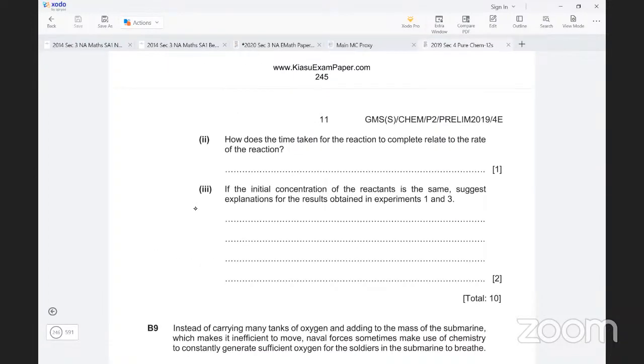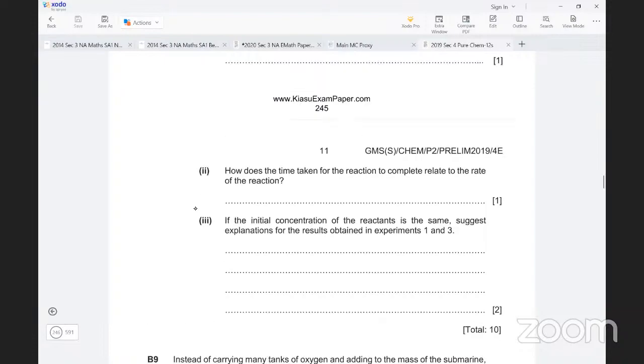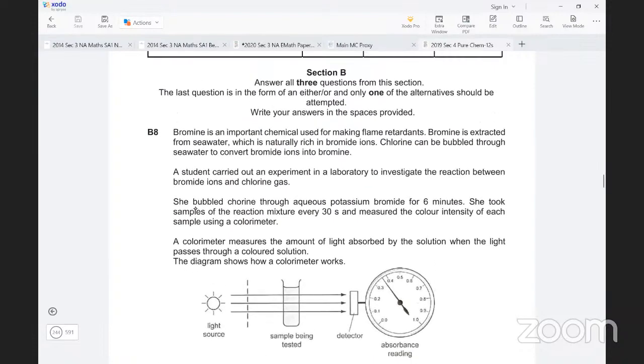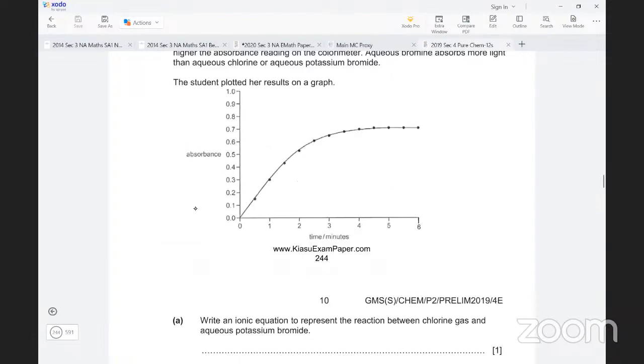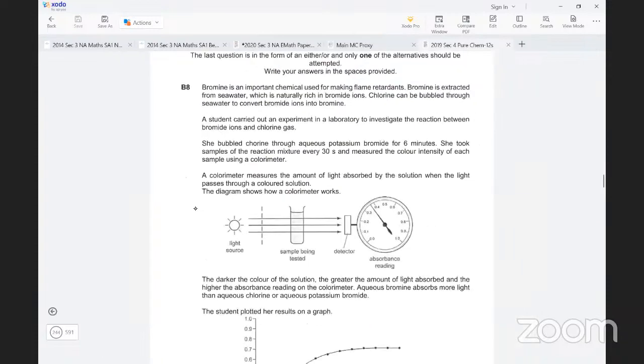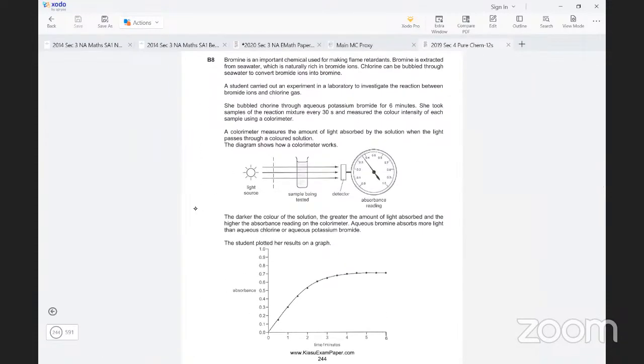Then let's look at B8. B8 is what I call the super long reading. There you go. I mean, it's not as long, but you get my point. It's almost one page of reading. That's how they make B8. It will be reading here, graph here, data here, table there, because that's the point of B8. That is why it's always like that. No matter what topic, they'll give you some sort of table.